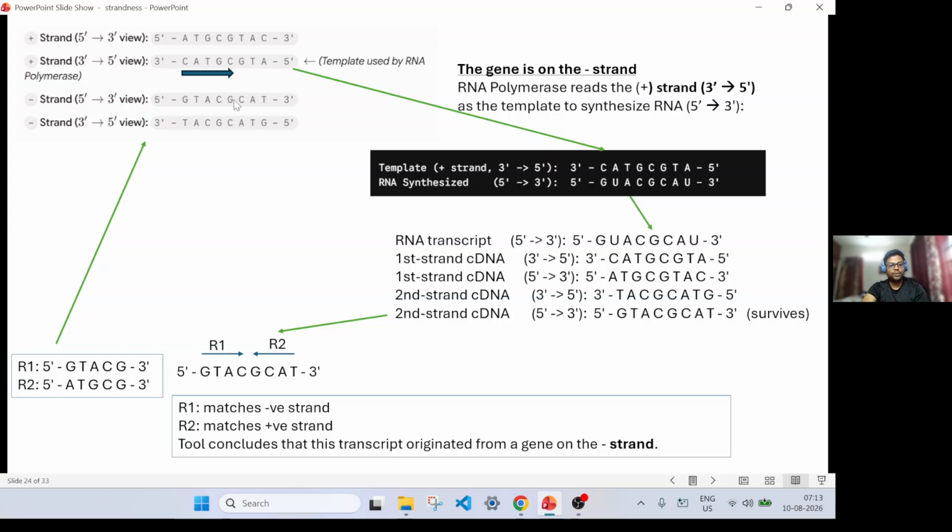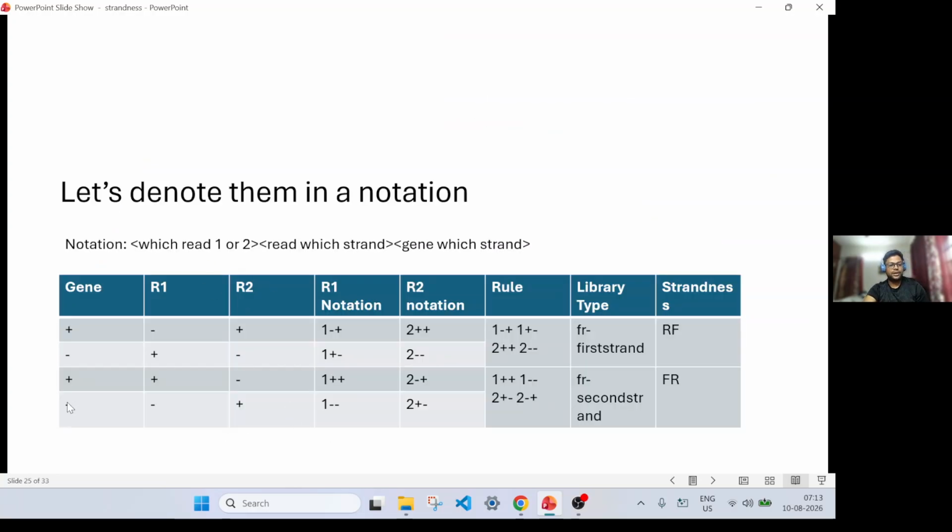So when you take this and try to align, you say GTACG is matching with the negative strand. So now R1 is matching with the negative strand, whereas R2 matched with the positive strand. So what this concludes is, if a gene is on the negative strand, we observe that R1 also matches with the negative strand, but R2 matches with the positive strand. So the rule got shifted. When the gene was negative, R1 also matched with negative, but R2 matched with the positive. So here you are getting 1 minus minus and 2 plus minus.